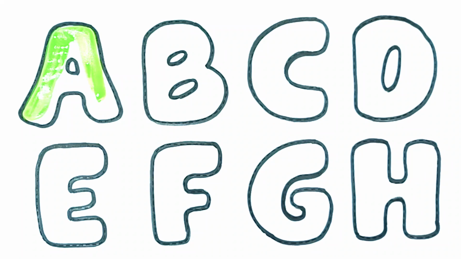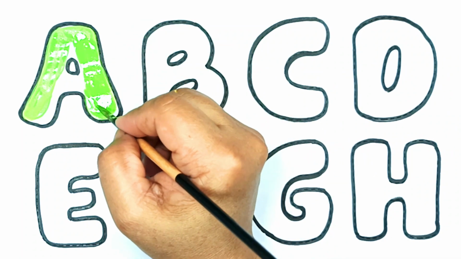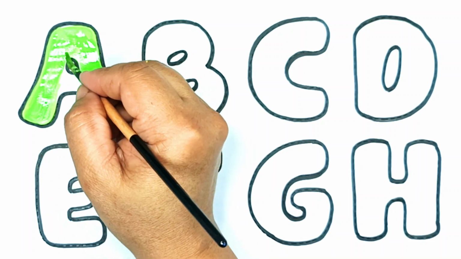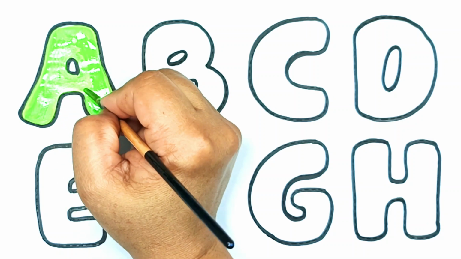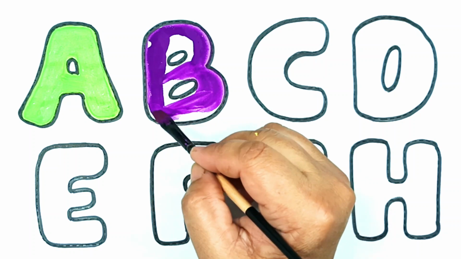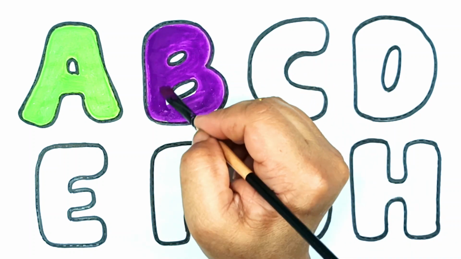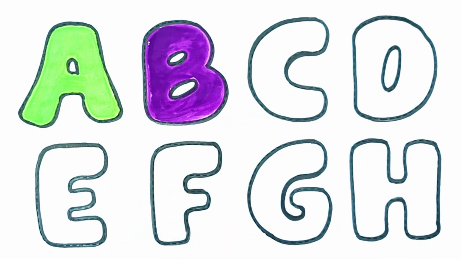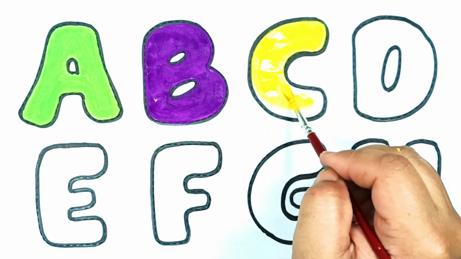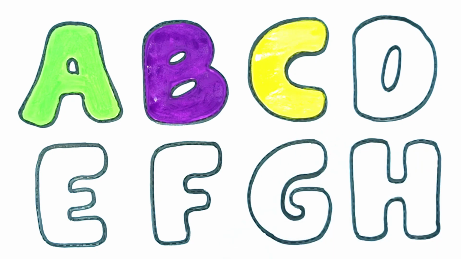A is for apple. A is for ant. A is for antlers, on top of a deer. B is for ball. B is for bat. B is for banjo, it's loud and it's clear. C is for carrot. C is for car. C is for candle, with its flickering light.